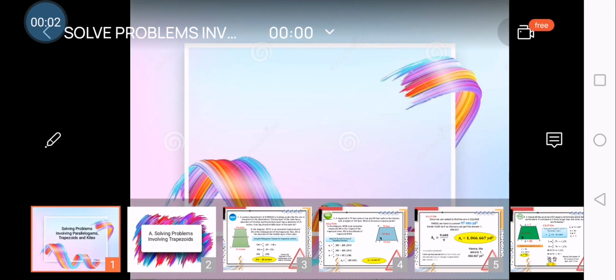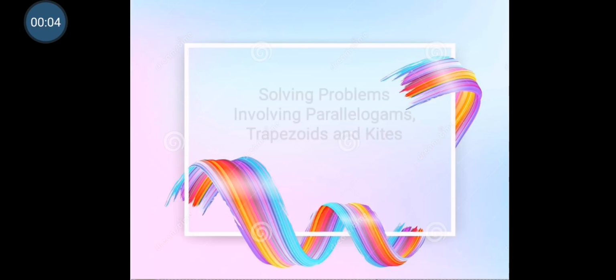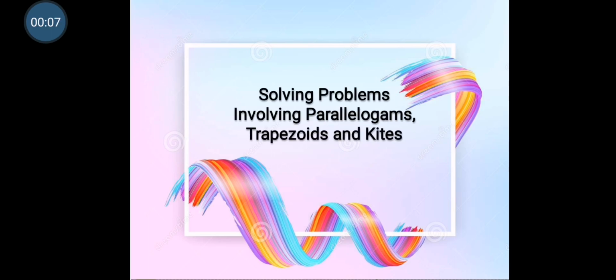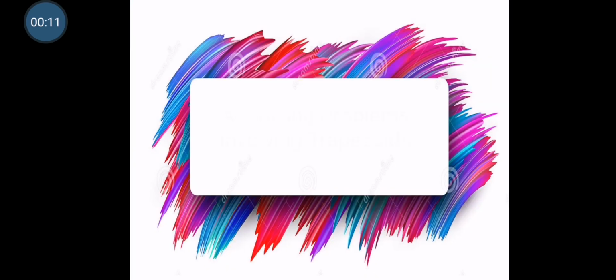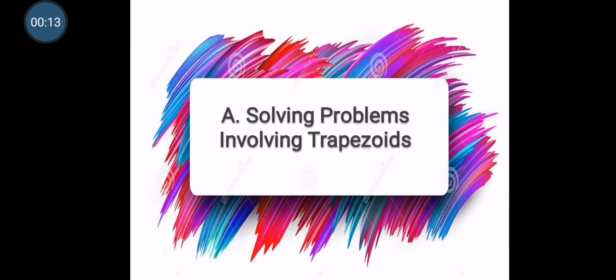Hello everyone! So, ang topic po natin is about solving problems involving parallelograms, trapezoids, and kites. So, unahin po muna natin ang solving problems involving a trapezoid.